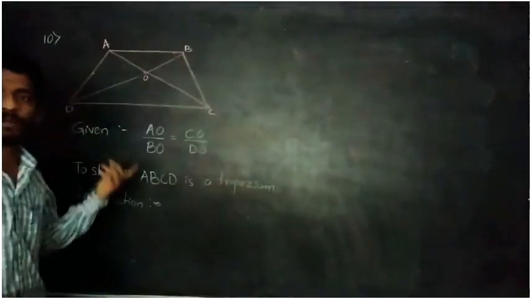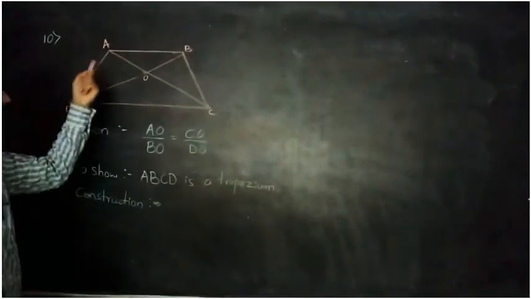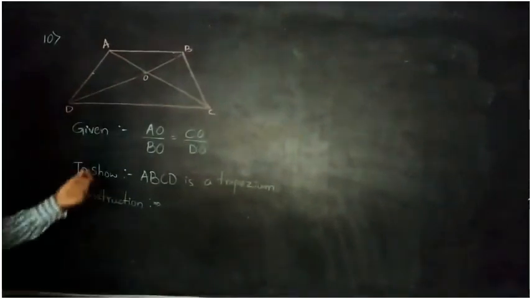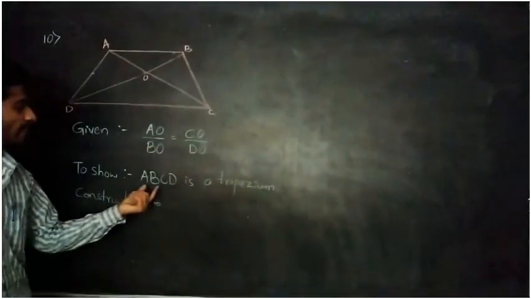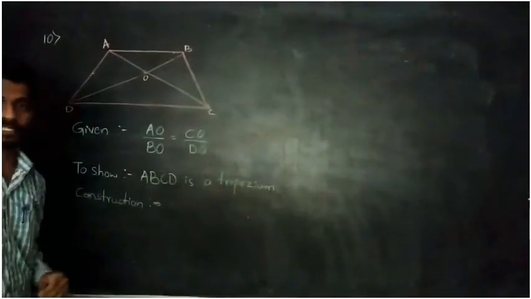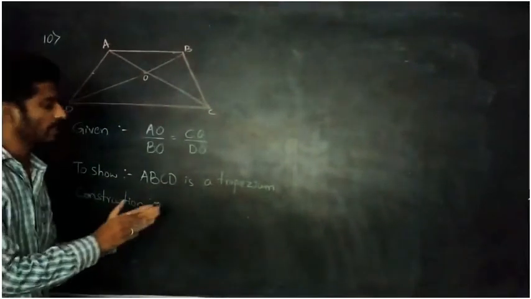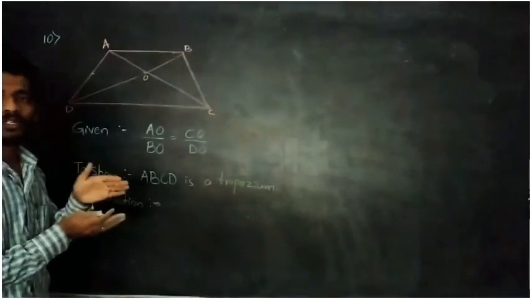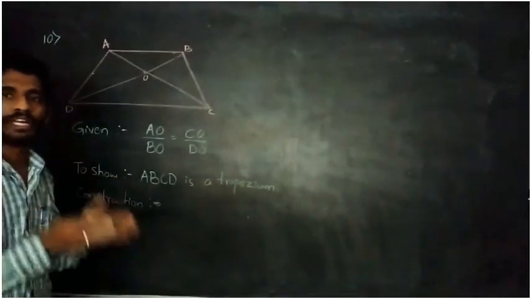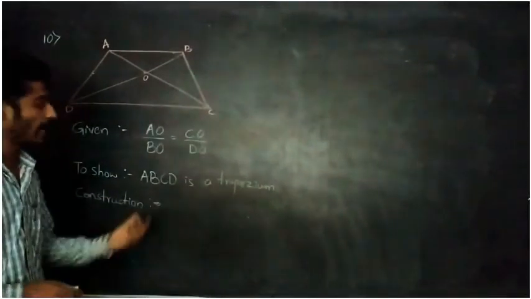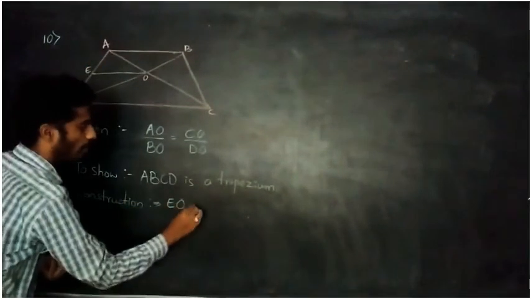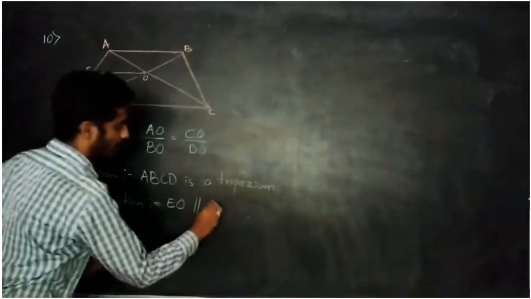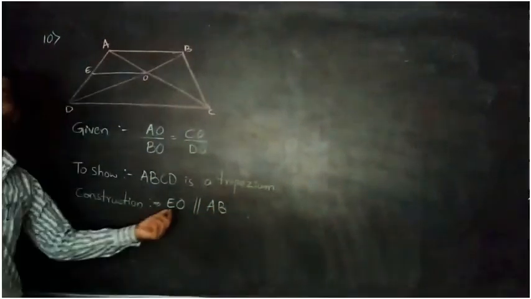In the 10th question, they have given one quadrilateral ABCD, and its diagonals are intersecting each other. Along with that, they have given AO by BO equal to CO by DO. We have to show that the given quadrilateral is a trapezium. When can we say a quadrilateral is a trapezium? When at least two opposite sides are parallel to each other. So for that, what do we have to do? Again, go with construction. Let's draw EO parallel to AB.